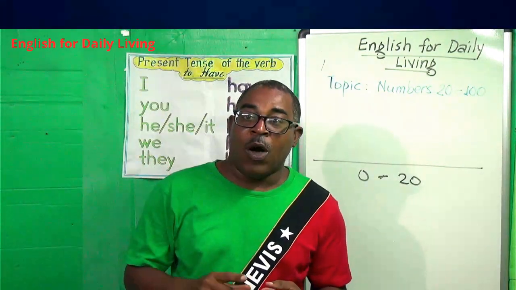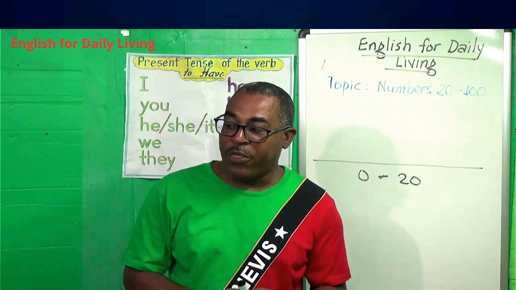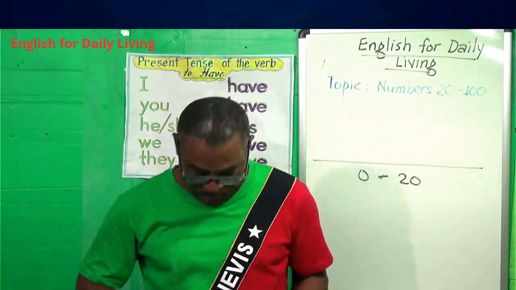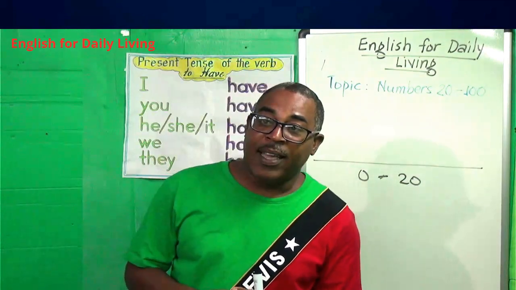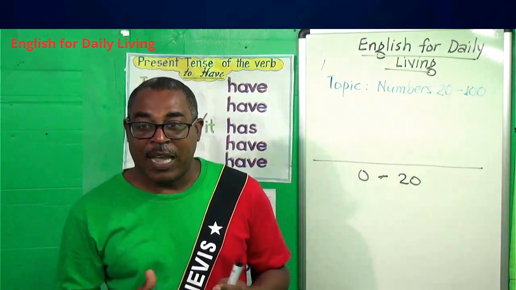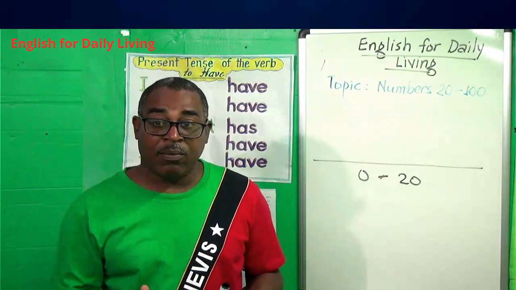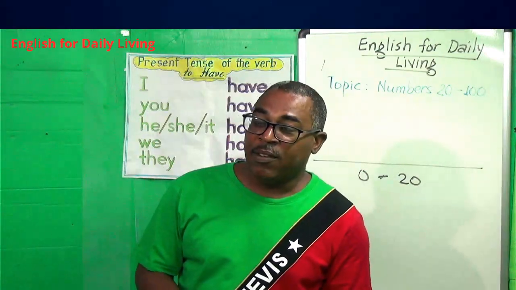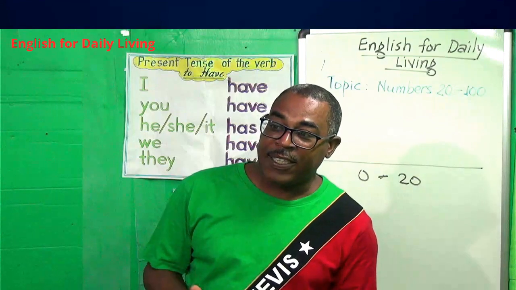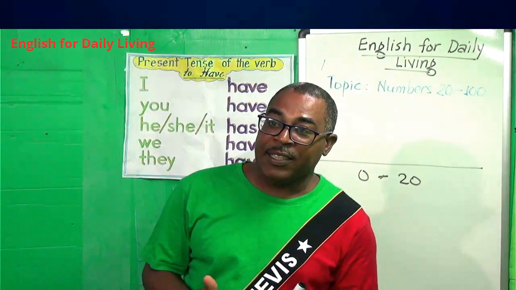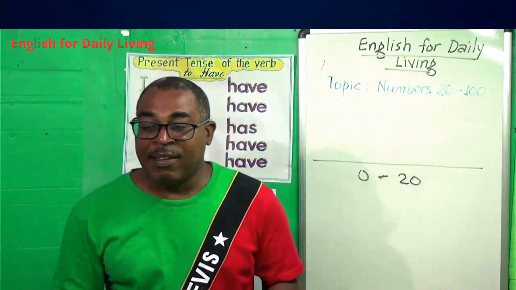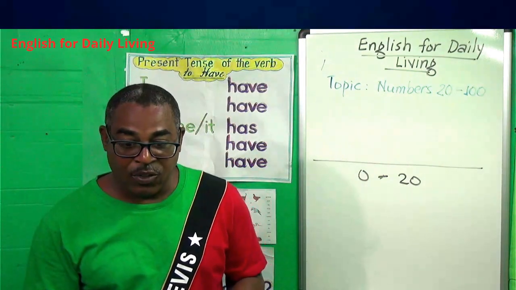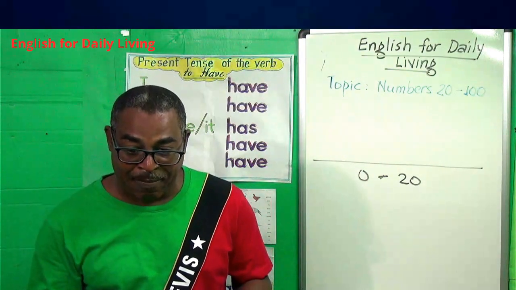0, 1, 2, 3, 4, 5, 6, 7, 8, 9, 10, 11, 12, 13, 14, 15, 16, 17, 18, 19, 20. Alright, so those were the numbers that we had.